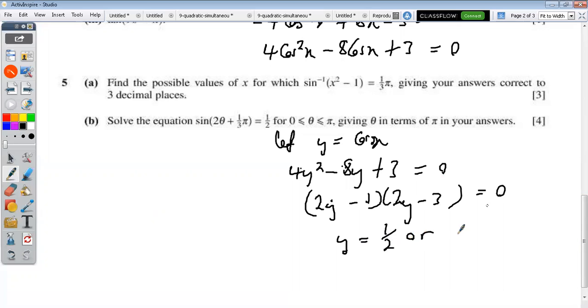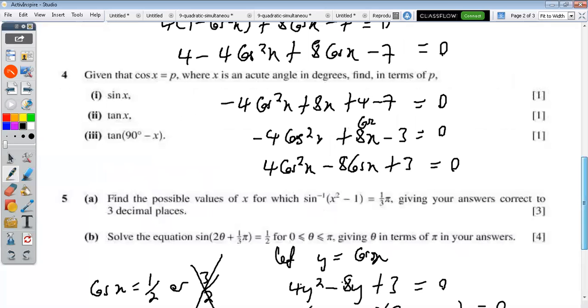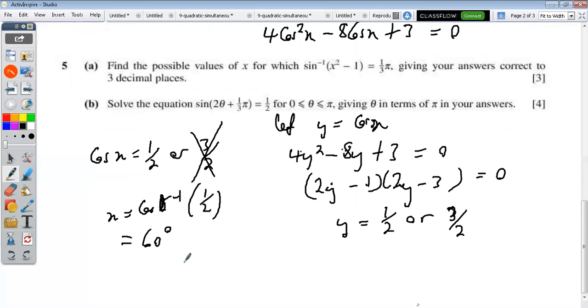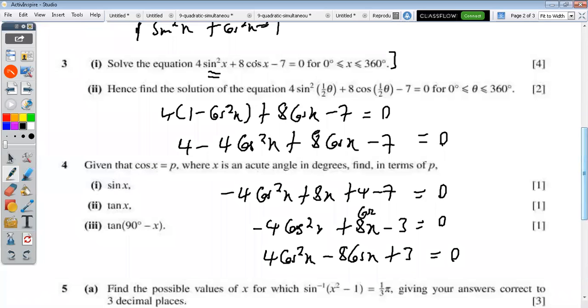Or 3 over 2. So you're saying y is cos theta. Cos x is equal to half or 3/2, but cos can never be greater than 1, it would give you an error, so you eliminate that. So x is equal to arccos of half. What's arccos of half? That's 60 degrees. Arccos of half, what do you get? 60. Or what? Because that's not the only answer. Cos is positive in the first and last quadrant. So it's also 360 minus 60, which is 300 degrees. Well, they want the range. You lose a mark there for not writing the other angle. Clear? Or not clear?